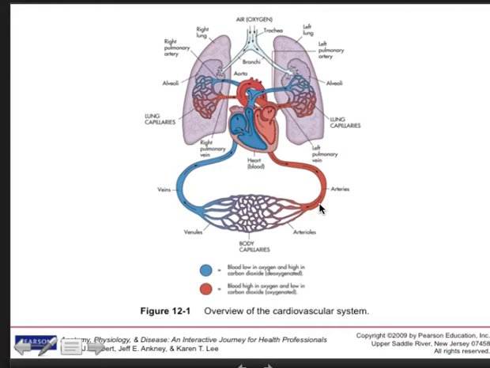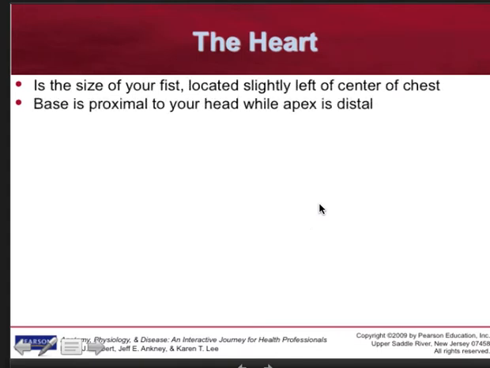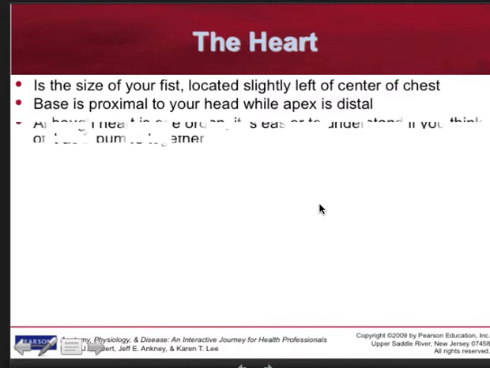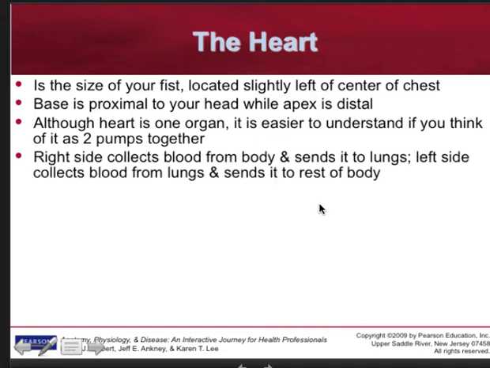So, let's look at the heart. It's about the size of your fist, and it's located in the center of your chest behind your sternum and anterior to your vertebral column and medial to your left and right lung. The base is proximal to your head while the apex is distal, and although it's a single organ, it's easy to understand if you think of it as 2 pumps that work side by side.